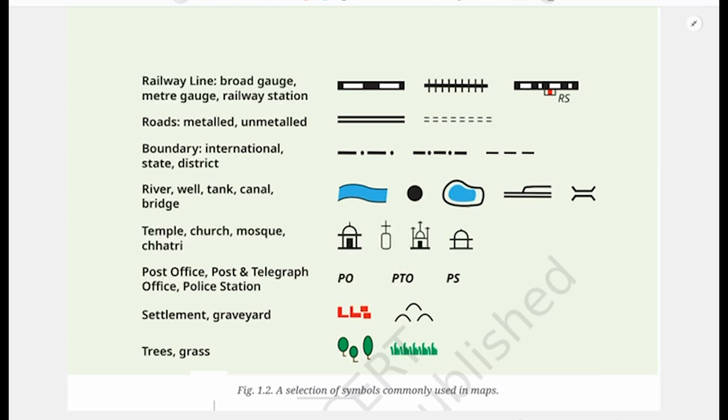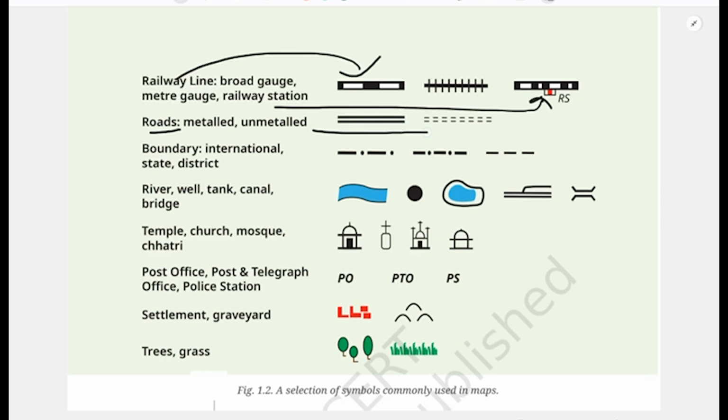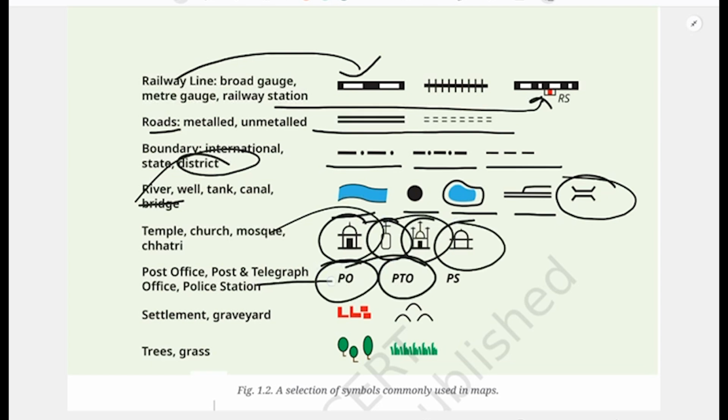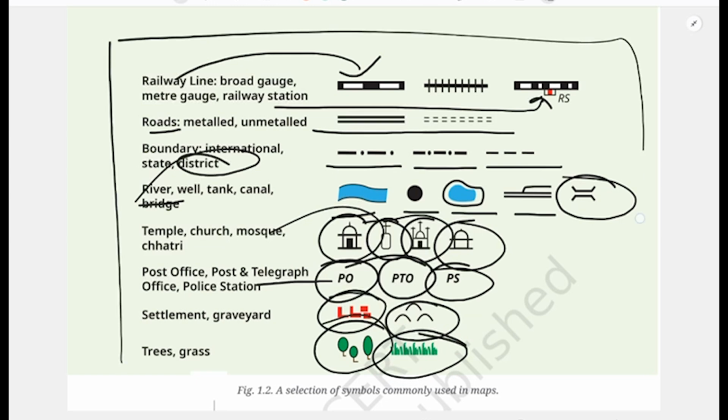So here we can understand that a railway line should be represented like this, a railway station like this, roads which are metal should be like this, non-metal like this, international boundaries, state boundaries, and river, well, the tank, canal, and the bridge, the temple, church, mosque, chhatri, the post office, the post and telegraph office, the police station, settlement, graveyard, trees, and grass. These are the specific symbols which are assigned by the Survey of India, a government body.